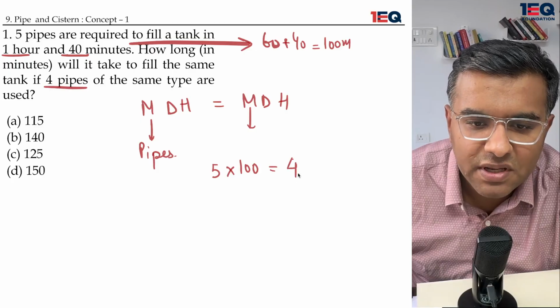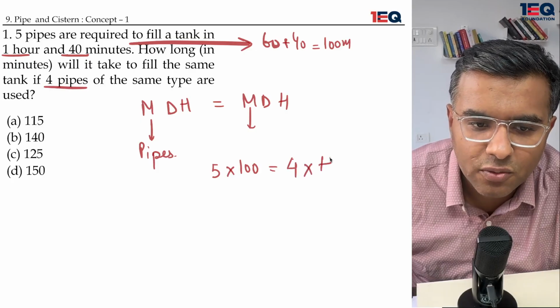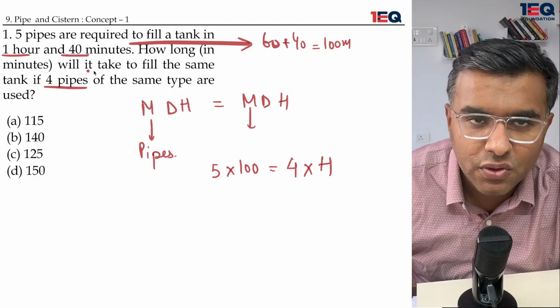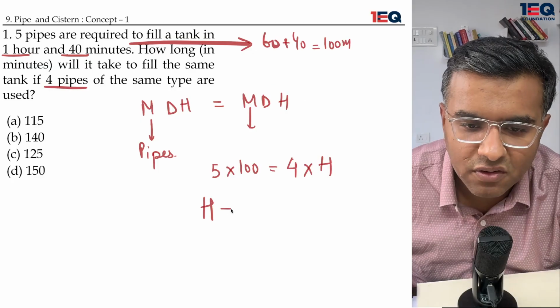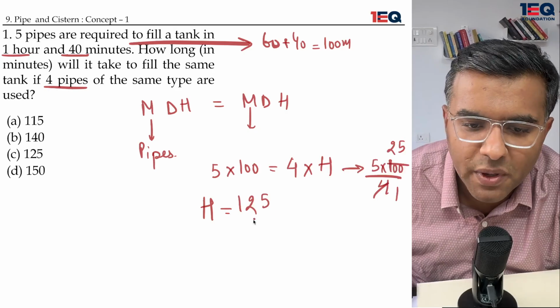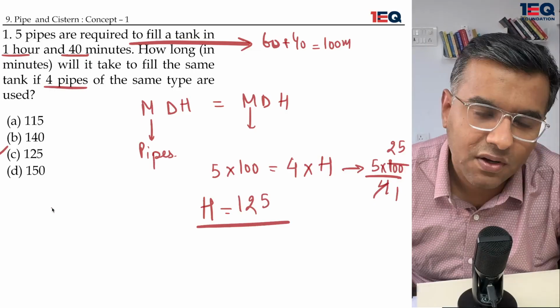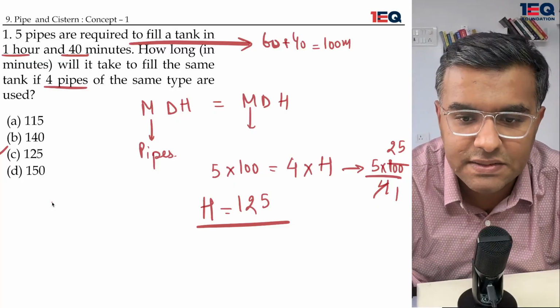So four pipes are now involved and the hours need to be checked. How long? It is asking about the time factor, right? So 500 is equal to 4 into h. So the value of h is nothing but 125. How did I come to the conclusion? I quickly solved it. 5 into 100, 4 upon 4, 4 ones are 4 and 4 25s are 5 into 25 is 125. So 125 is my answer, or 2 hours and 5 minutes is my answer, right?